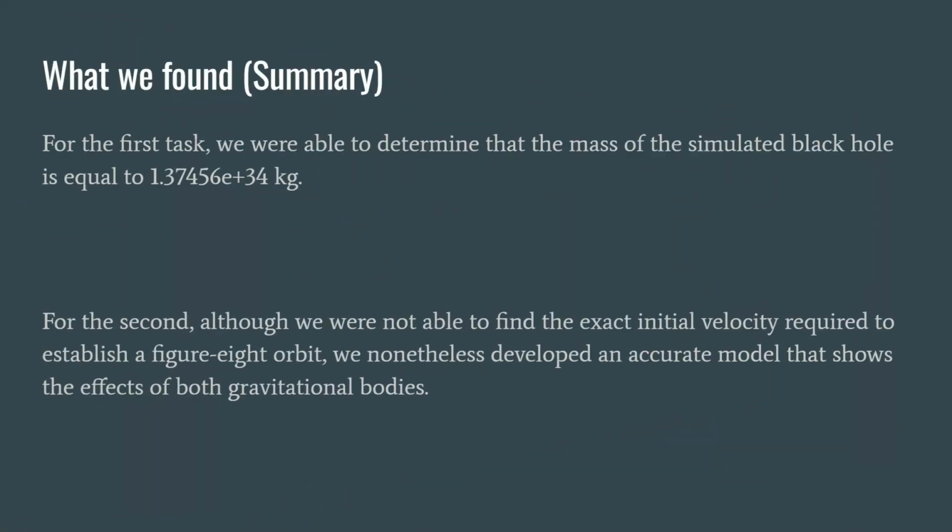So what we found, as a summary, was that the mass of the simulated black hole was 1.37456 times 10 to the negative 34 kilograms. And for the second part, although we were not finding the exact initial velocity required to establish a figure-8 orbit, we nonetheless developed an accurate model that shows the effects of both gravitational bodies.